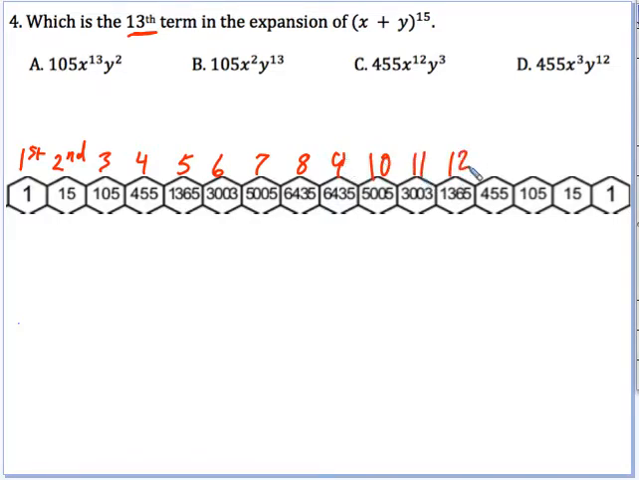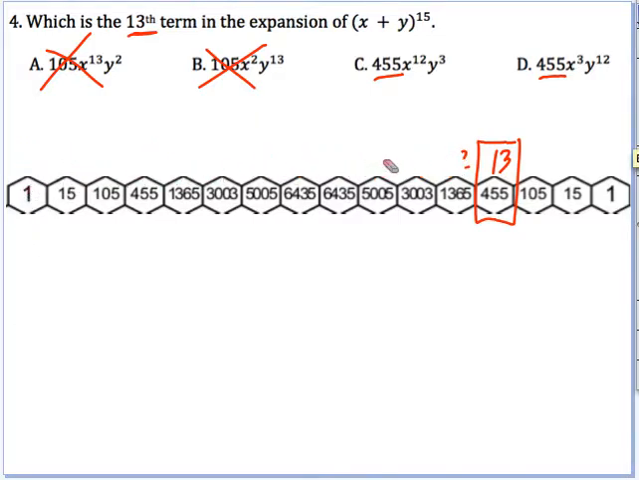11th, 12th, and 13th. All right, so my 13th term's coefficient is going to be 455. Okay, so I know this one is 455 and this one's 455, so I can cancel out these. Okay, now I need to figure out what is my exponent going to be. Let me go ahead and erase these numbers. Okay. Now, for my exponent for x, I'm going to start on this one.